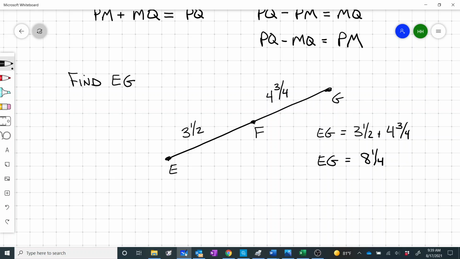What's 8 1/4 equal to as a decimal? Oh, come on. What's a fourth of a dollar equal to? Isn't it 25 cents? 4 quarters in a dollar? Right? So 8 1/4 is equal to 8.25. Very good.